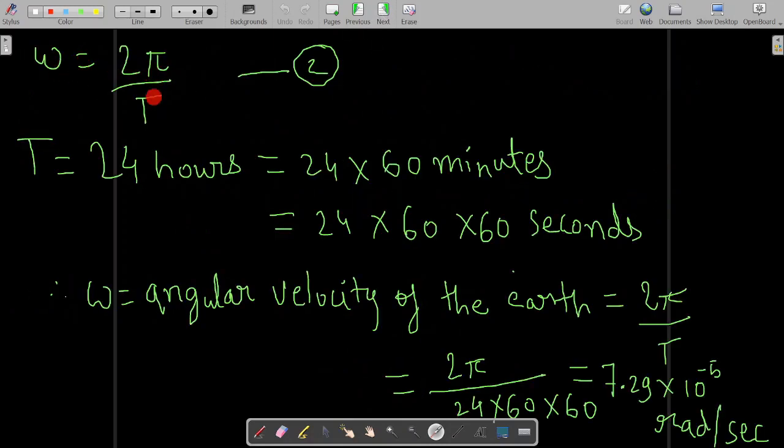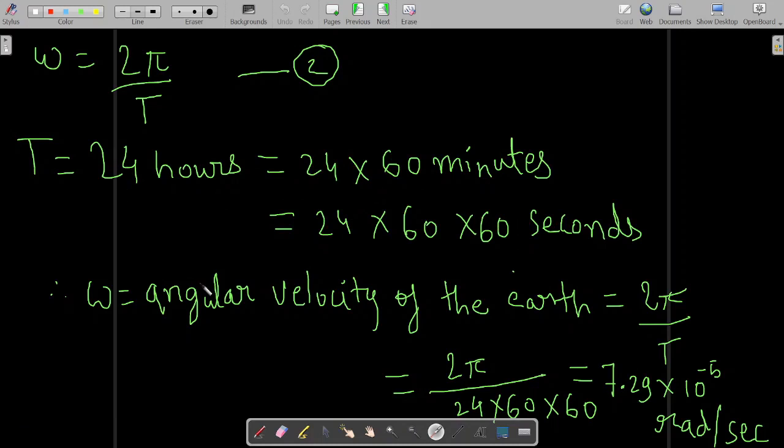Now omega equal to 2 pi by T, you all know. 2 pi by time period is equal to angular velocity. Now the time period of rotation of earth is 24 hours, you all know. So 24 hours will be equal to 24 into 60 minutes, and that will be equal to 24 into 60 into 60 seconds.